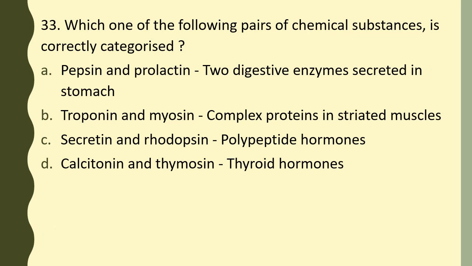Question number 33. Which one of the following pairs of chemical substances is correctly categorized? Pepsin, prolactin, two digestive enzymes secreted in stomach. Troponin, myosin, complex proteins in striated muscles. Secretin, rhodopsin, polypeptide hormones. Calcitonin, thymosin, thyroid hormones. Correct categorization of the substance: the correct answer is option B. Both troponin and myosin are complex proteins in striated muscles.